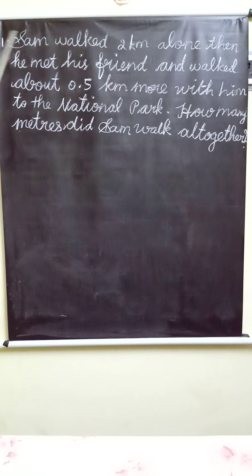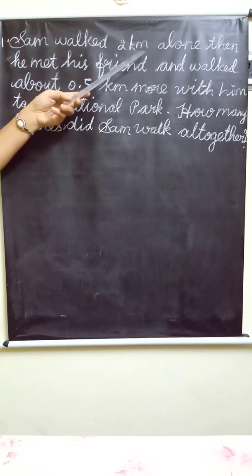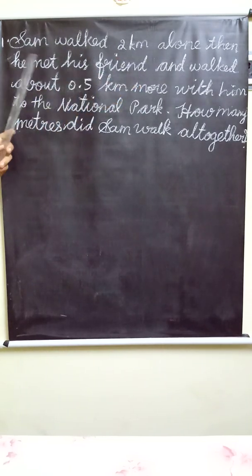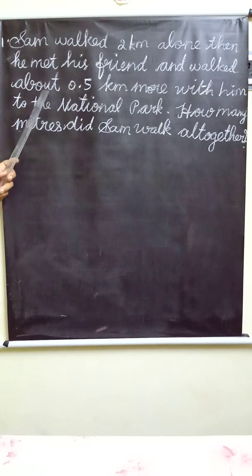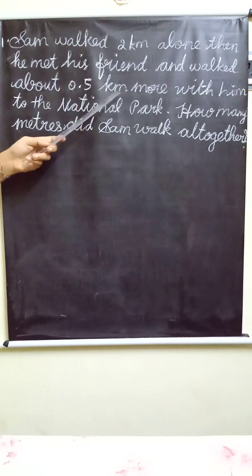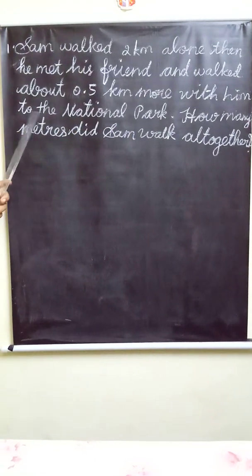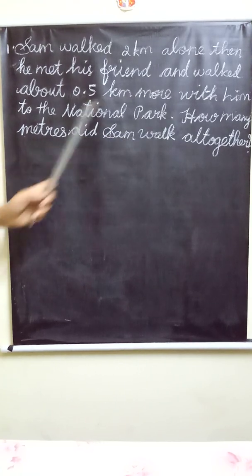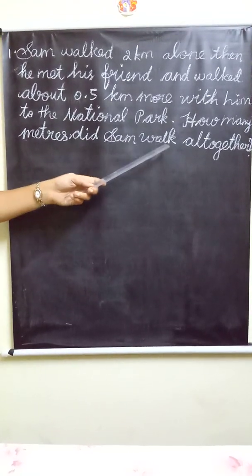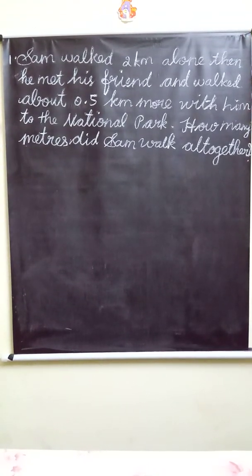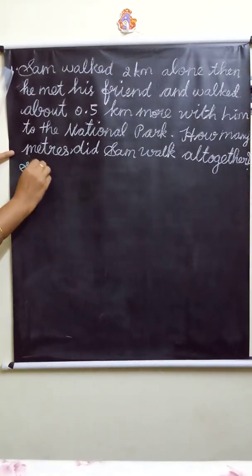Listen children, we have to solve this problem now. Sam walked 2 kilometers alone. Then he met his friend and walked about 0.5 kilometers more with him to the national park. How many meters did Sam walk altogether? We have to solve this problem. Okay, first solution.